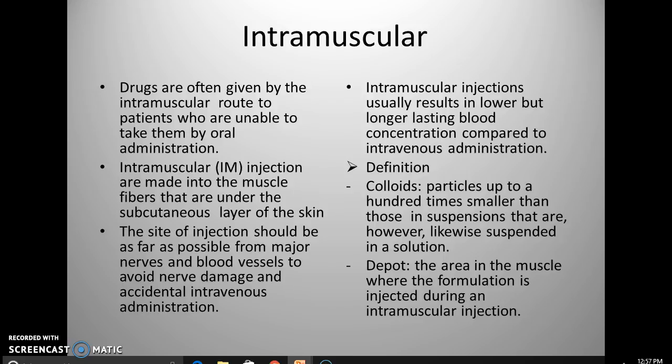And then there are certain key definitions that you should be familiar with as it relates to intramuscular injections. One, colloids, particles up to 100 times smaller than those in suspension that are, however, likewise suspended in solution. And depot, that is the area in the muscle where the formulation is injected during an intramuscular injection. Those are some of the things that you should be familiar with. Okay?